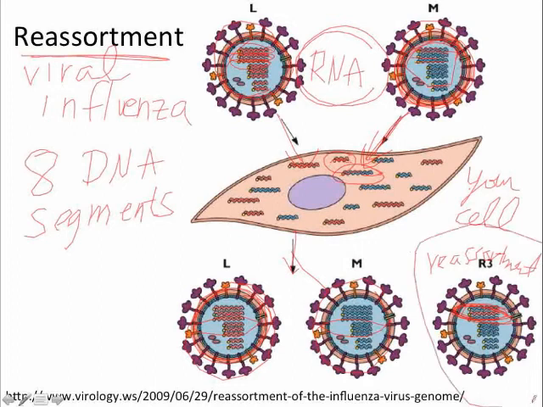So it's not recombination. We haven't cut any RNA, but the RNA segments have been reassorted. We now have 7 blue segments and 1 pink segment.